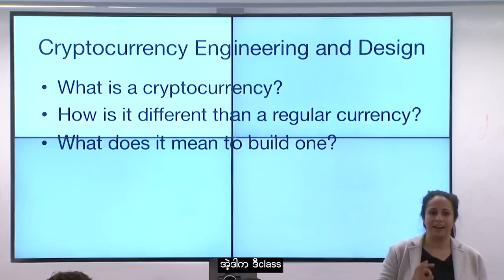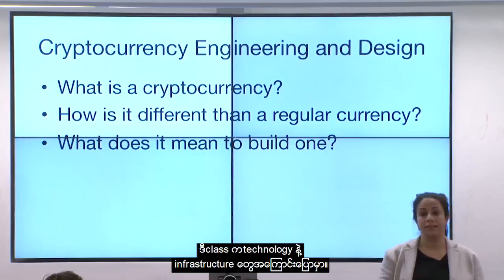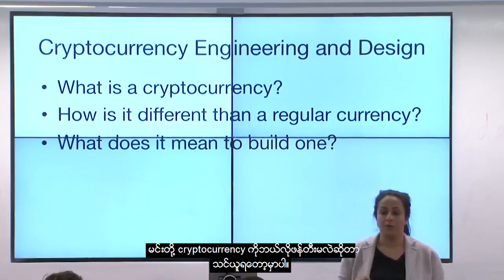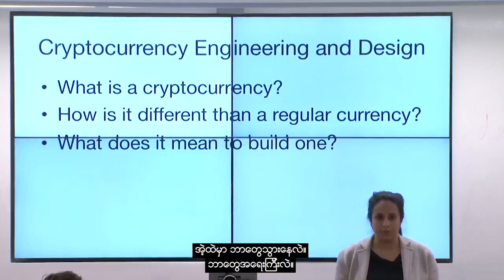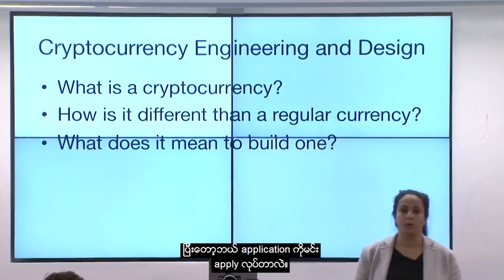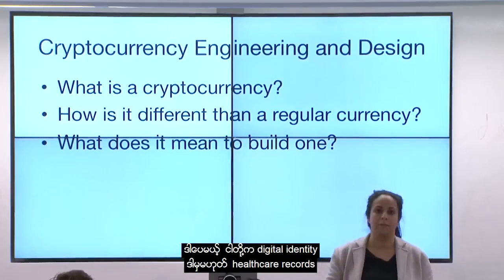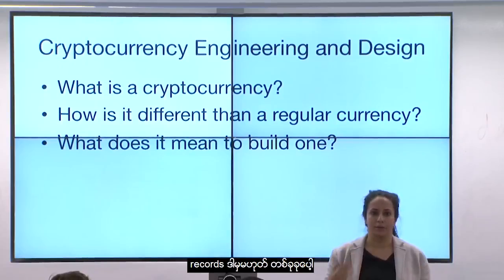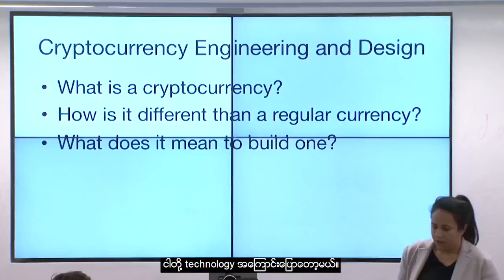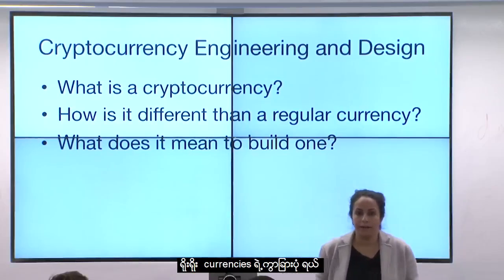Now, that's not exactly what this class is about. This class is not going to be about applications. This class is going to be about technology and infrastructure. You're going to learn how to create a cryptocurrency, what goes inside a cryptocurrency, what's important, what are the techniques, and what application you choose to apply that to down the line, that's up to you. But we're not going to be doing digital identity or healthcare records or something like that. We're going to be talking about the technology. So a big question is, how are cryptocurrencies different from regular currencies?